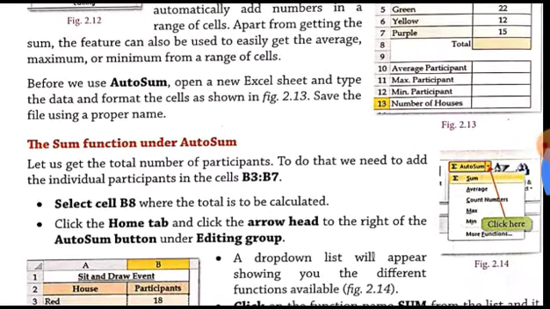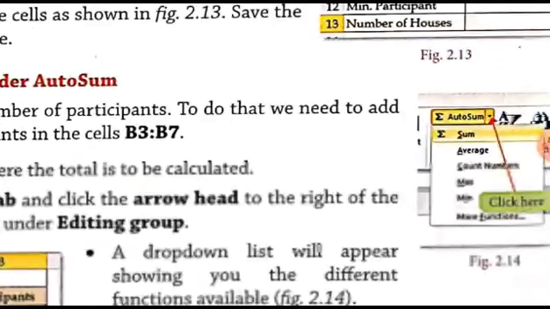Then you click on the Home tab, and go to the Editing group. You have to click the arrowhead to the right of the AutoSum button under the Editing group. You can see the AutoSum button in the figure here. You have to click on the arrow which is on the right side.